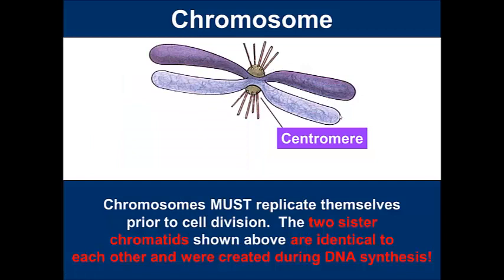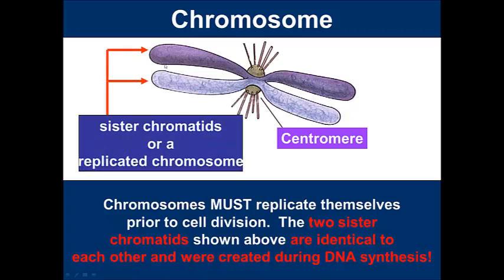Chromosomes must replicate themselves prior to cell division. The two sister chromatids shown above are identical to each other and were created during DNA synthesis. They're attached together again by this centromere. Again, sister chromatids, or replicated chromosomes.